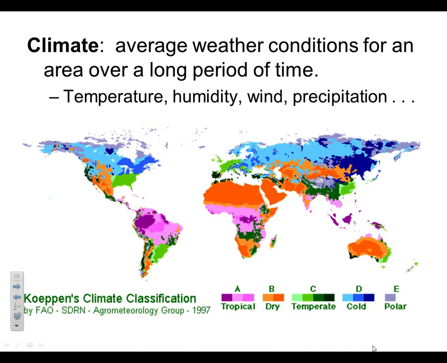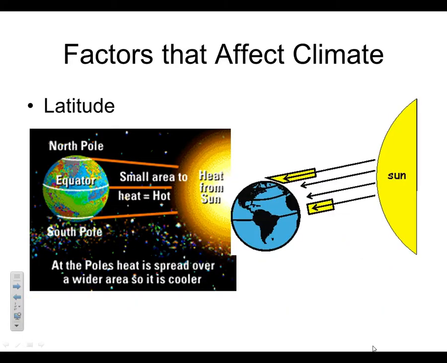So it might be things like temperature, humidity, wind, precipitation. Again, it's things like summer in Dallas is usually hot and dry. Alaska is usually cold. The Sahara Desert is usually hot. Okay, so it's just the average weather conditions for a long period of time. So now what we're going to talk about are factors that can affect the climate of a region. We're not going to go over all of them. We're just going to go over 7 of them.